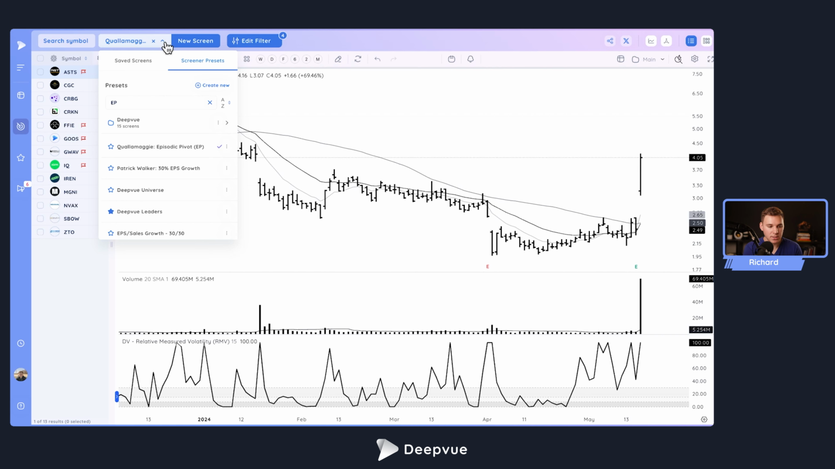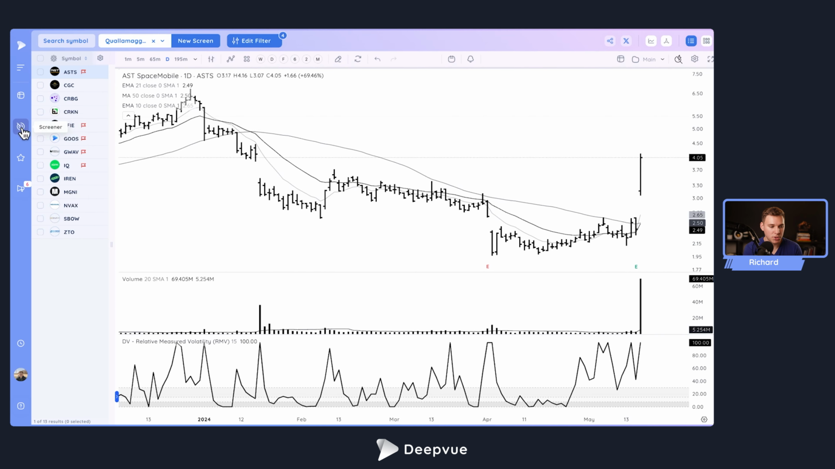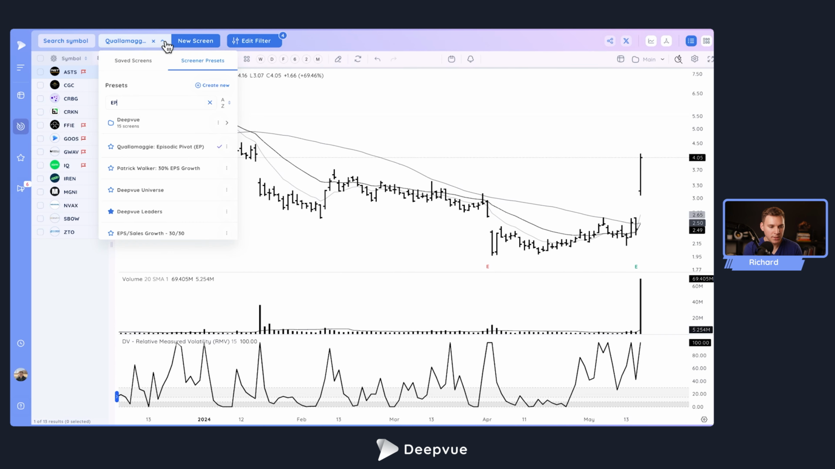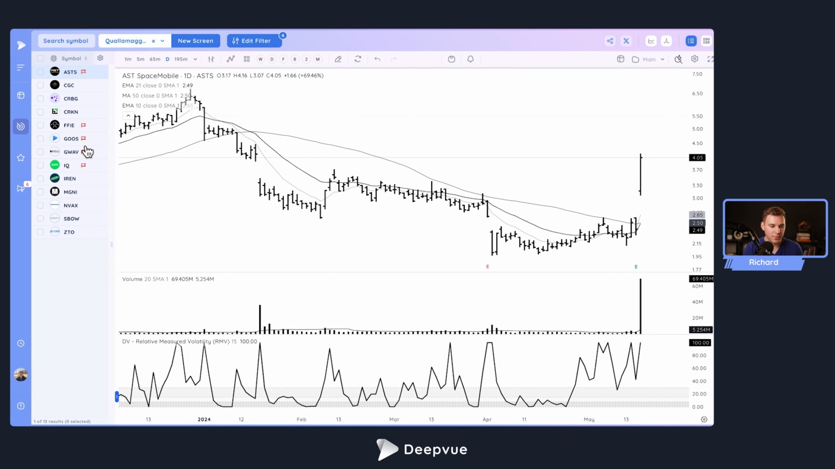And how to access this screen is you want to navigate first to the screener module, click this drop-down menu, go over to screener presets, and then you could either type in EP or Qullmaggie and find this right there for you and basically click it and load it up. And there you go. It's as easy as that. And anybody can use this.